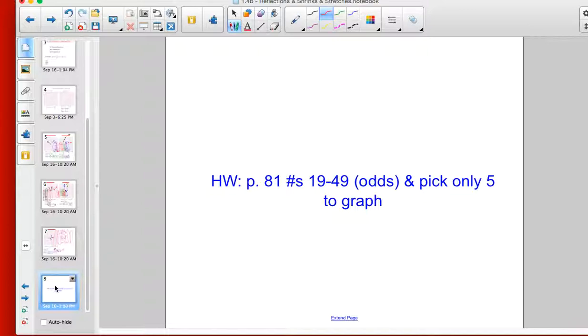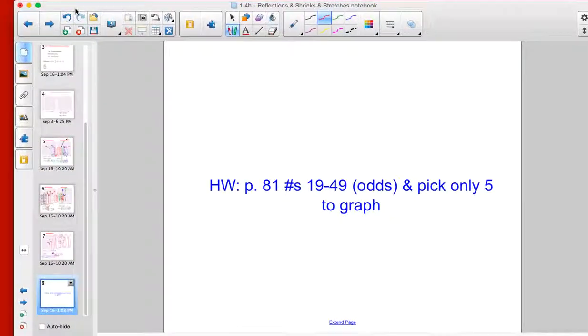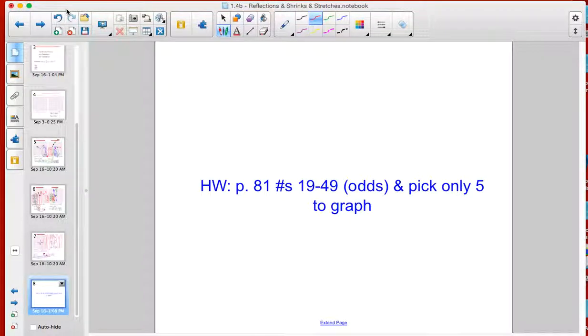Any questions, you can email me. This is definitely a harder concept, so please rewatch the video if something didn't make sense. You need to make sure you know how to do horizontal and vertical stretches and shrinks, because you're going to be assessed on them as if I was there, okay?